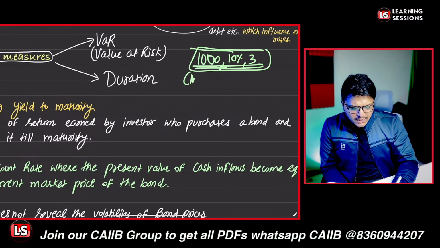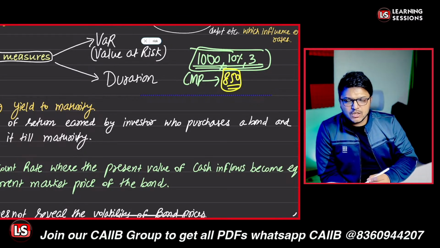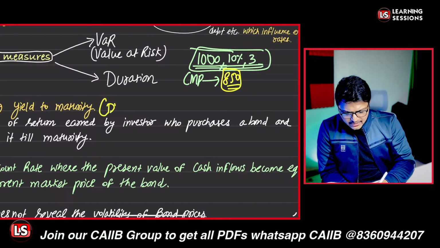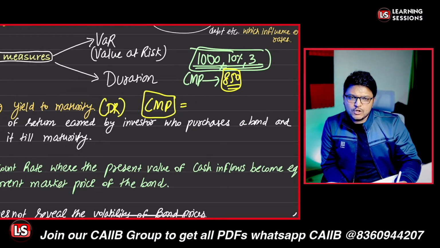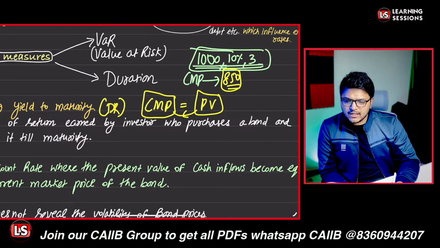Let's say the current market price at which the bond is trading is 850 rupees. Now, YTM is actually that discount rate at which the present value of the bond will become equal to the current market price of 850. Okay, is that clear?